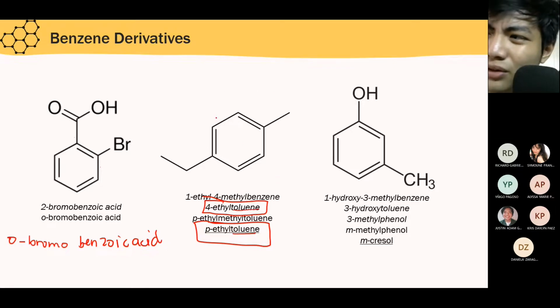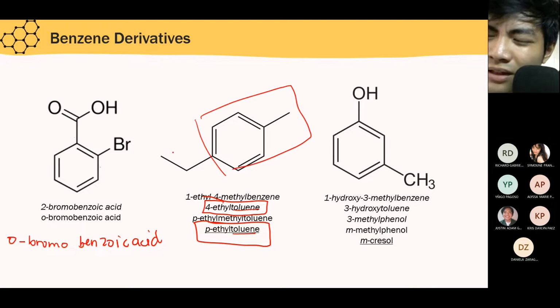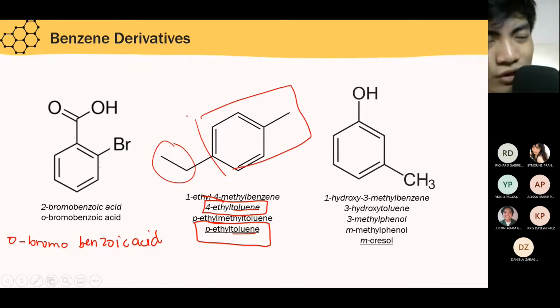So now, if this is toluene and this is ethyl, give it a number, obviously. So start counting here: 1, 2, 3, 4. So 4 is its locant. So that's why it's called 4-ethyl toluene. Or again, when the substituents are on carbon 1 and 4, that is called para. So you can call it 4-ethyl toluene or para-ethyl toluene or p-ethyl toluene.